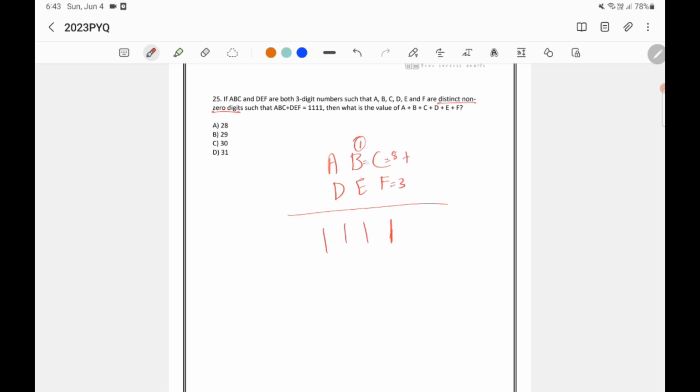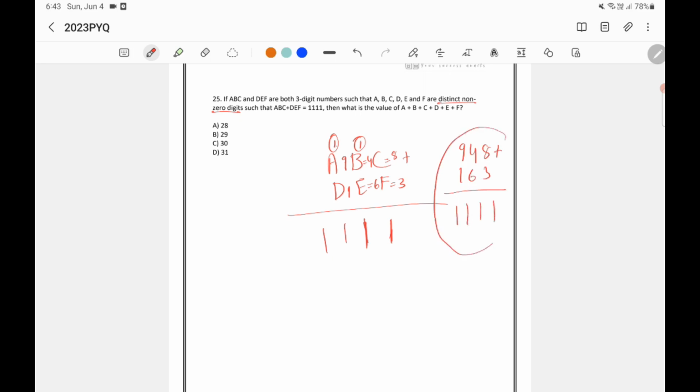Now if I am taking this as 4 plus 1 is 5, so I need to take this as 6 because 5 plus 6 is 11. 1 will come here and 1 will come here. Now if I take this as 9 plus 1 is 10, if I put 1 here, then it is becoming 11. So if I take 948 plus 163, it's going to be 1, 1, 1, 1.